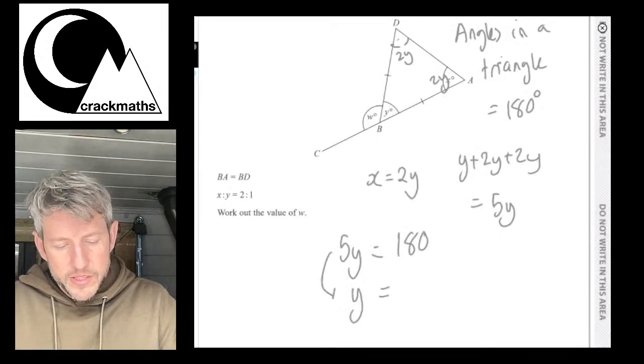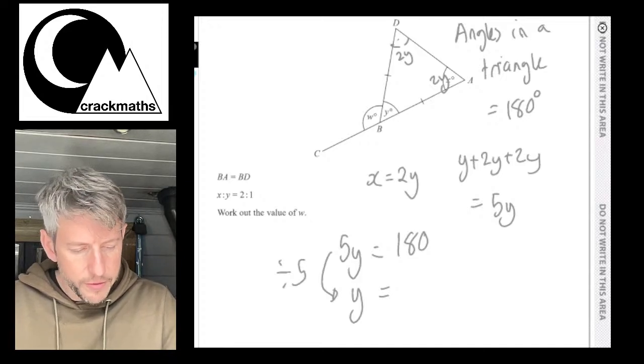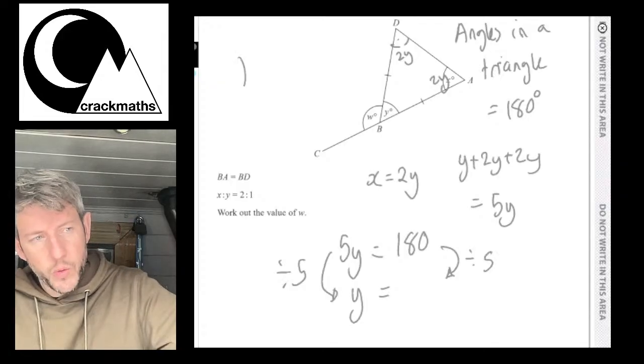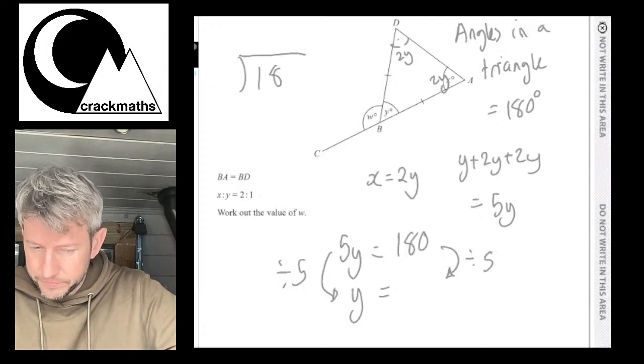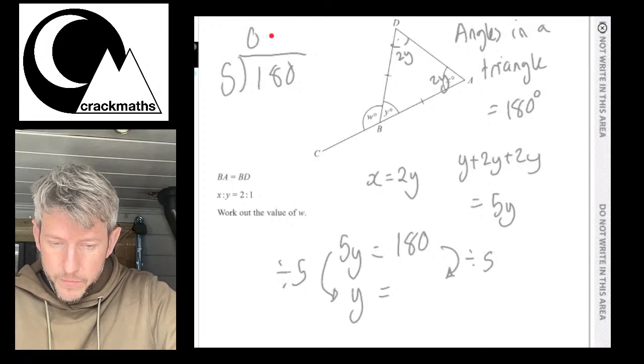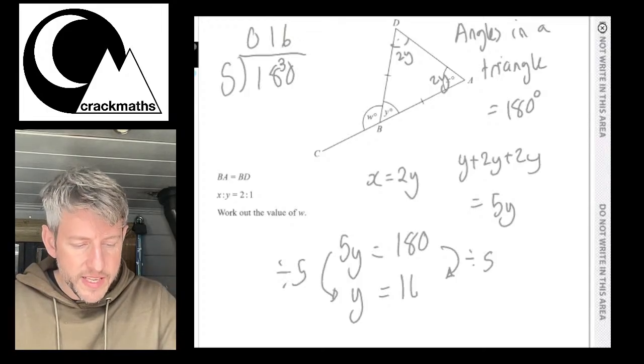The way that we're going to do that is, all of these things are the same, so we can just divide this by 5. So we need to do 180 divided by 5. Quick bus stop method up here. Okay, so y equals 16.